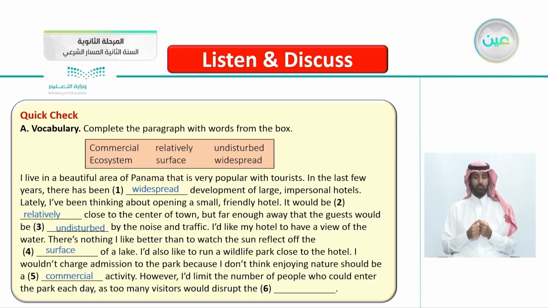How much would he be charging? He says, I wouldn't charge admission to the park because I don't think enjoying nature should be a commercial activity. However, I'd limit the number of people who could enter the park, so not anyone can come. He would limit the number of people who could enter the park each day, as too many visitors would disrupt the ecosystem. So this is the paragraph here. What kind of hotel would he like to open? Where? And how much would he charge for the admission of the park for the wildlife?